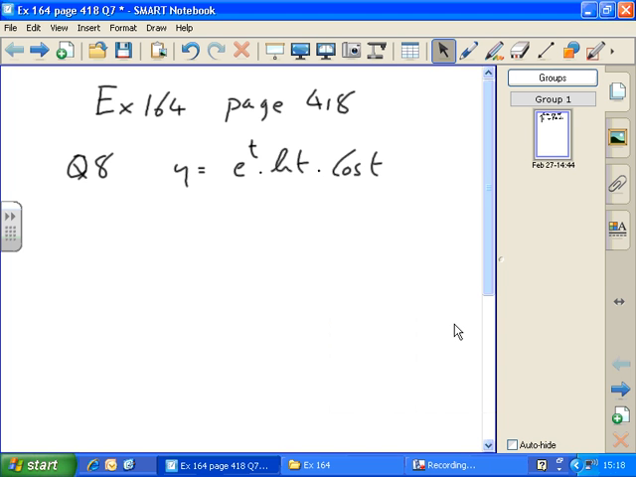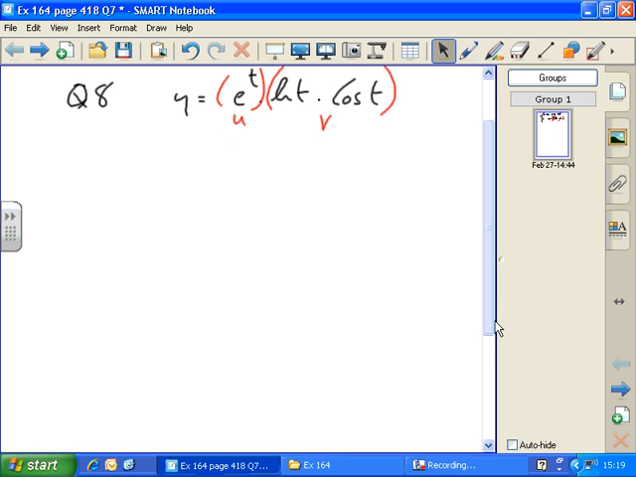Exercise 164, page 418, question 8 is an interesting one. I've got three functions multiplied together this time, e to the t times log t times cos t. So we can let u equal e to the t, and we let v equal log t cos t. Effectively I'm going to end up using the product rule twice.